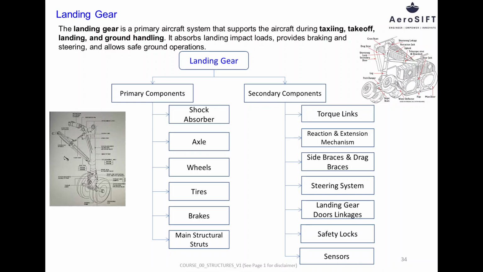Sensors monitor landing gear position and condition. These include weight-on-wheel switches, proximity sensors, and position indicators that provide critical information to the cockpit and aircraft systems.